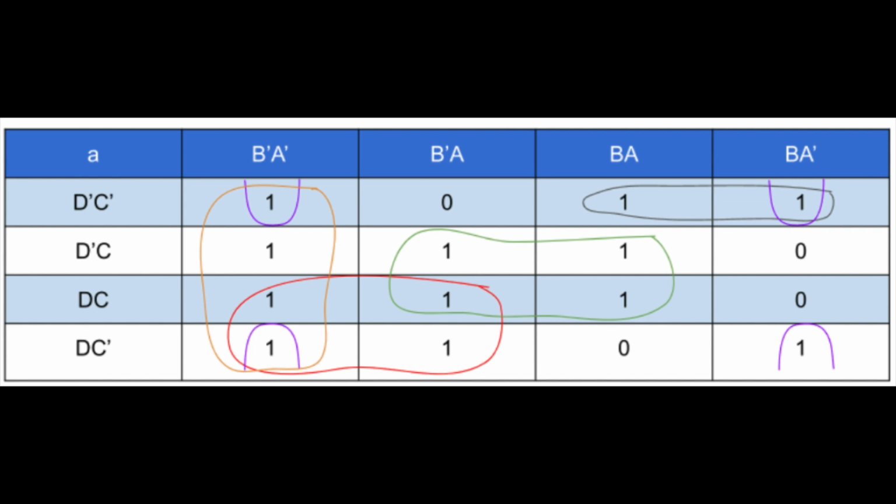The red group contains either A/A prime or C/C prime, meaning only B prime and D must be true. As a result, this group results in a logic of B prime D. Finally, the black group contains either A/A prime, meaning B, D prime, and C prime must be true in this case, if we look at the black group that's being circled. As a result, this group results in a logic of B, C prime, D prime.